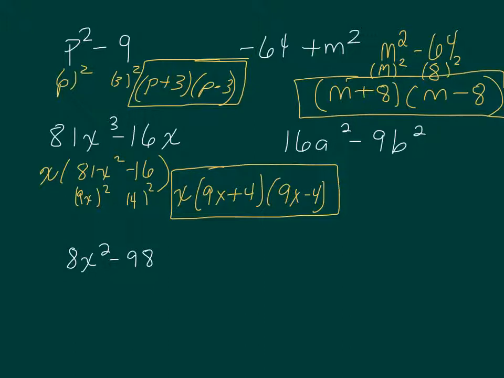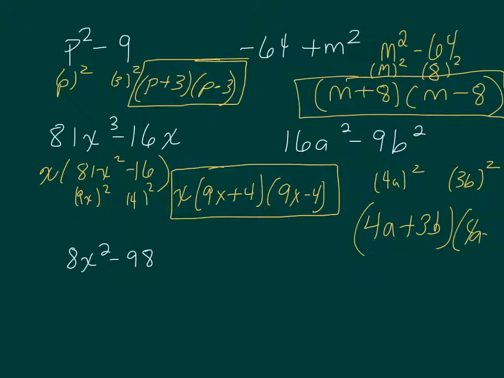16a squared minus 9b squared. Nothing in common. I have a binomial, so what do I square to get 16a squared? Well, that's going to be 4a. And what do I square to get 9b squared? That's going to be 3b. So this is just going to be 4a plus 3b, 4a minus 3b.